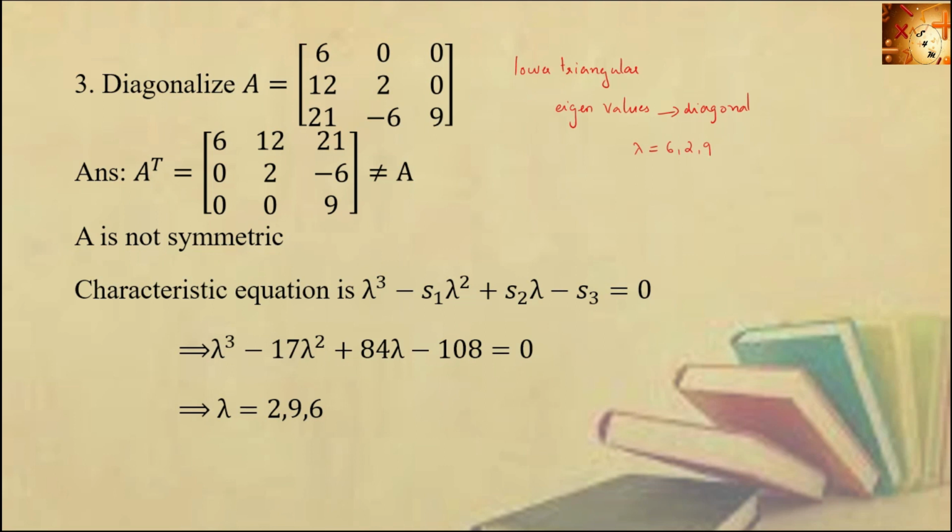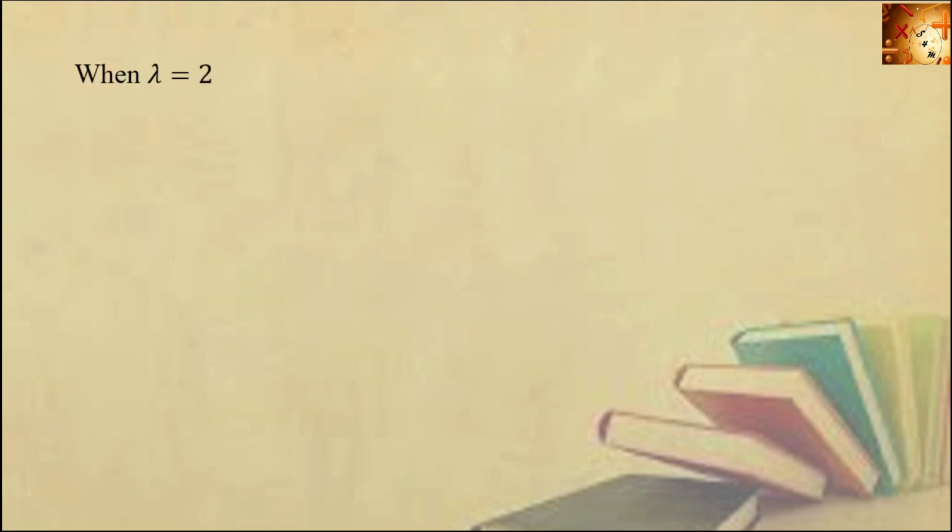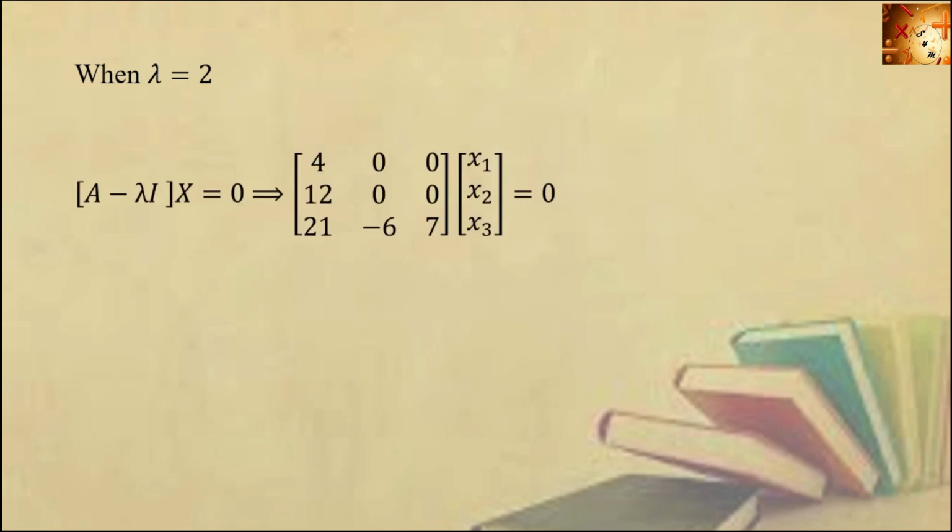Next, we are going to find the eigenvectors corresponding to these eigenvalues. First of all, when lambda equal to 2. The eigenvectors are found by solving the equation (A minus lambda I) x equal to 0. Here lambda equal to 2, then the matrix will be [4, 0, 0; 12, 0, 0; 21, -6, 7]. This is a 3 by 3 matrix, so we have 3 variables, x1, x2, x3.